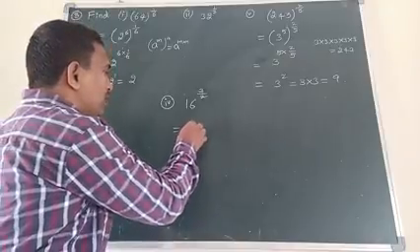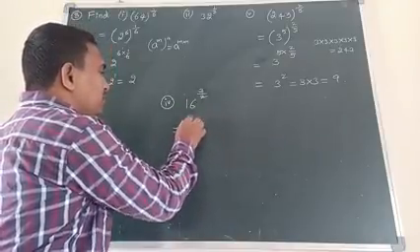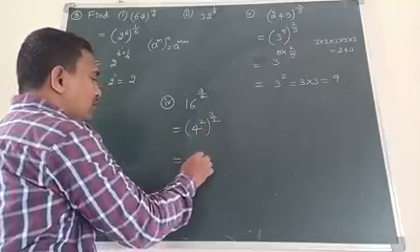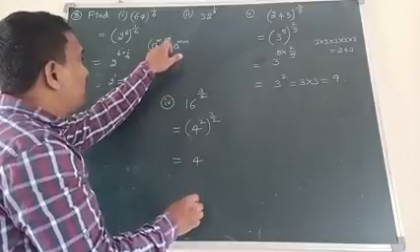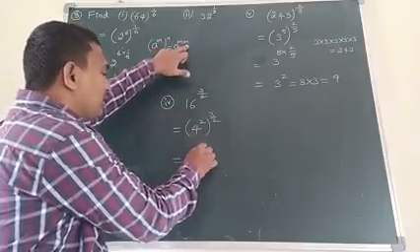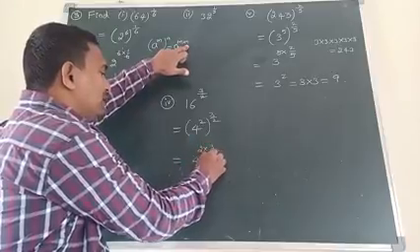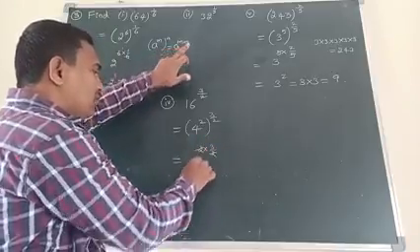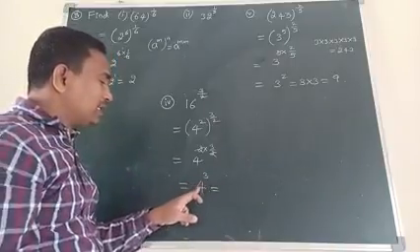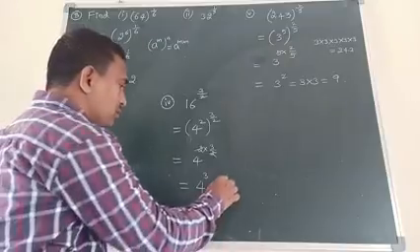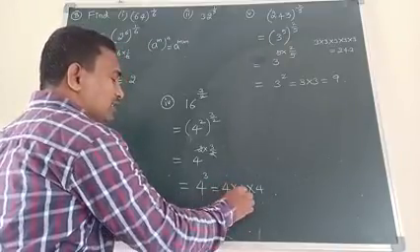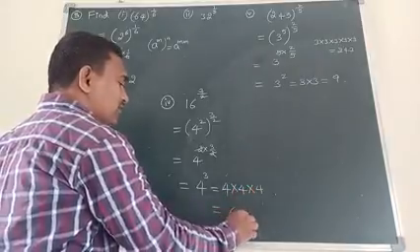So we can write 16 as 4 square whole to the power 3 by 2. Now apply this property: a power m whole to the power n, a power m into n. So 4 power 2 into 3 by 2. The 2s get cancelled. 4 power 3. So 4 power 3 means multiply 4 three times. 4 into 4 into 4. 4 4s are 16. 16 4s are 64.